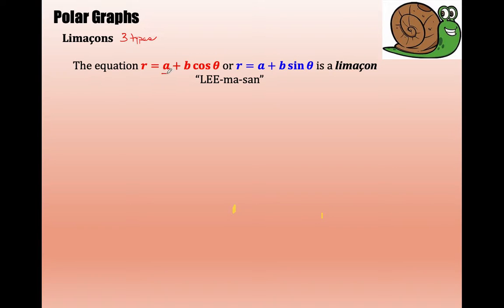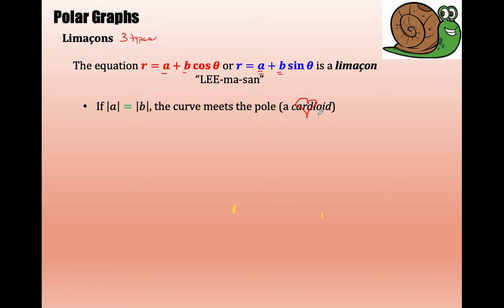And the 3 types of limaçon have to do with the values of A and B and how they compare to one another. If the absolute value, so if we're just talking distance, of A and B are the same, the graph is actually called a cardioid. It's like a subcategory, like calling a special rectangle a square. A special limaçon is called a cardioid. And you want to think heart.